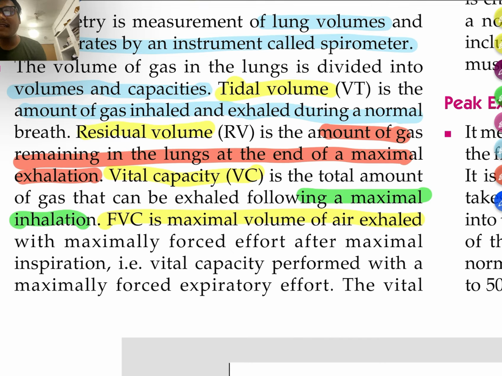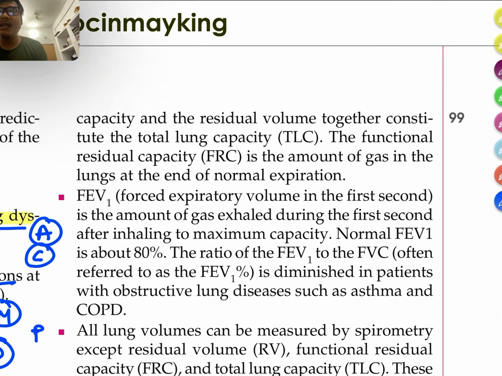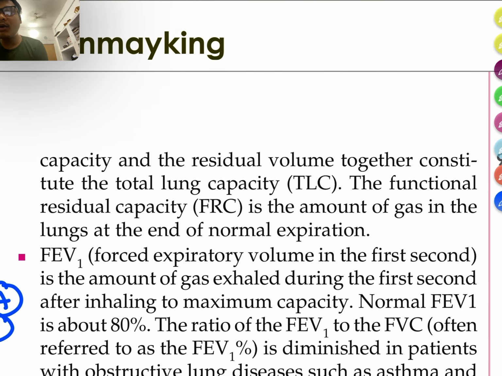So what's the difference between forced vital capacity and vital capacity? Vital capacity is just exhalation, whereas forced vital capacity is the maximum volume of air exhaled with maximum force. Forceful expiration is included. After that, vital capacity and the residual volume together constitute what is called total lung capacity. After deep inspiration till deep expiration is included in vital capacity, and the gas remaining is called the residual volume. So both combined are called our total lung capacity.